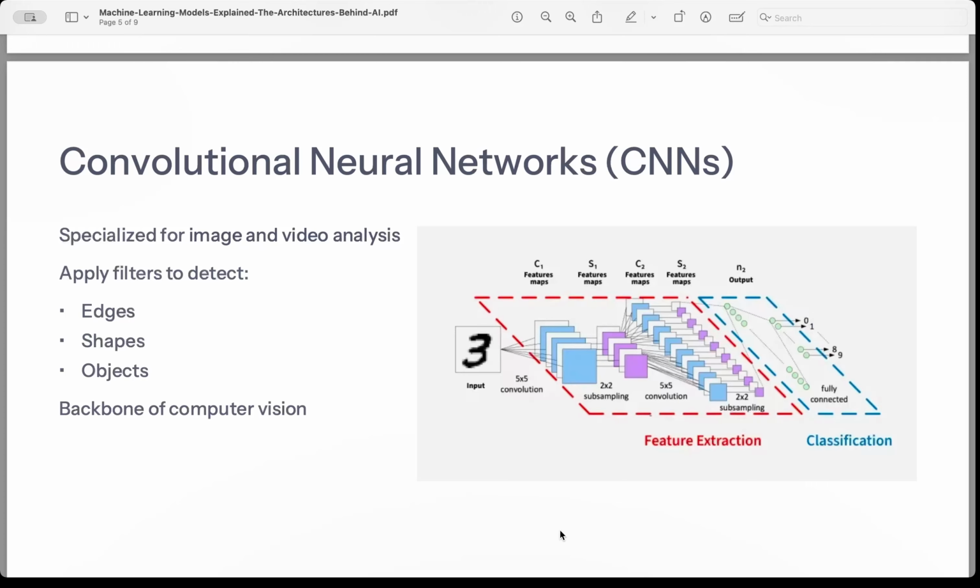And as you can see, this layered approach allows CNNs to recognize patterns like faces, handwritten digits, or even tumors in medical scans. CNNs are quite powerful and are mainly used for different kinds of image segmentation and image analysis.